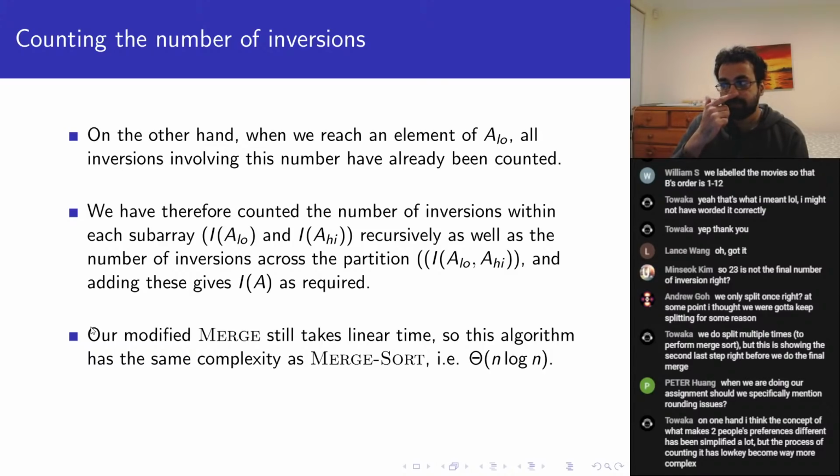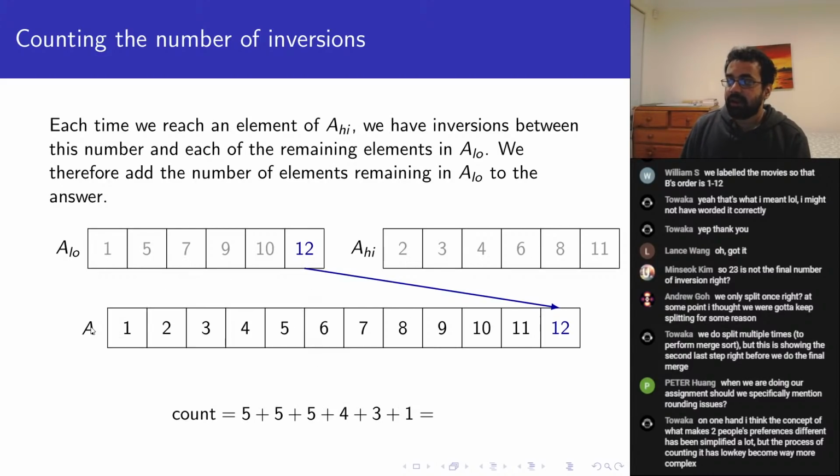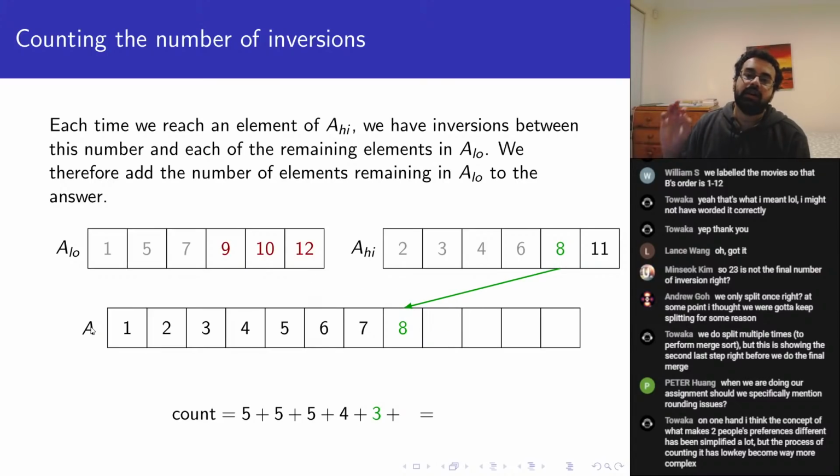the modifications that we made to the merging in merge sort still take linear time. To see why this is, every time that I pull something from A high, it only costs me a constant amount of work to find out how many inversions it contributed. So when I pull this 8 from A high, all I have to do is some pointer arithmetic to see how many things from A low are still remaining and add that to the total. That's a constant amount of work done n over 2 times. And therefore the merge, which is taking linear time, has an extra linear amount of work added to it. It's still linear.